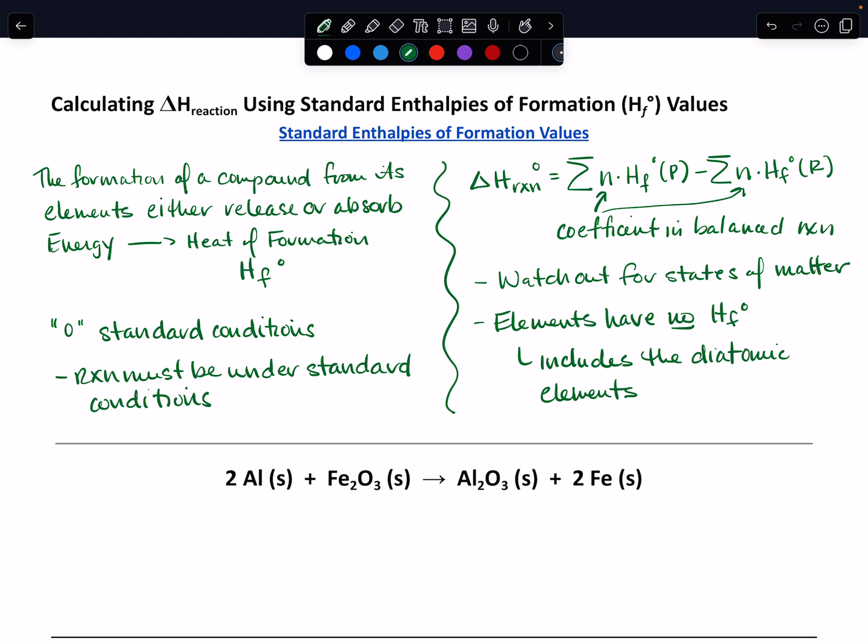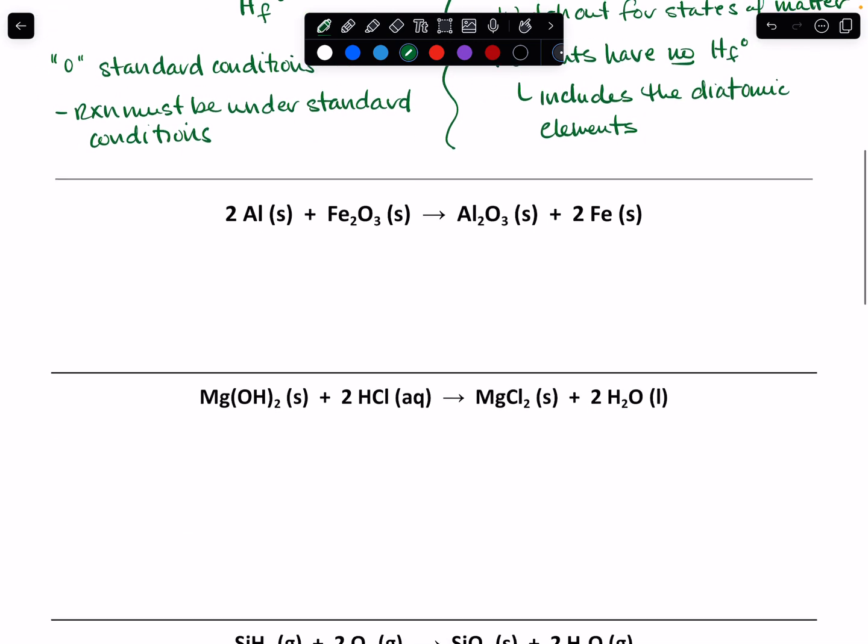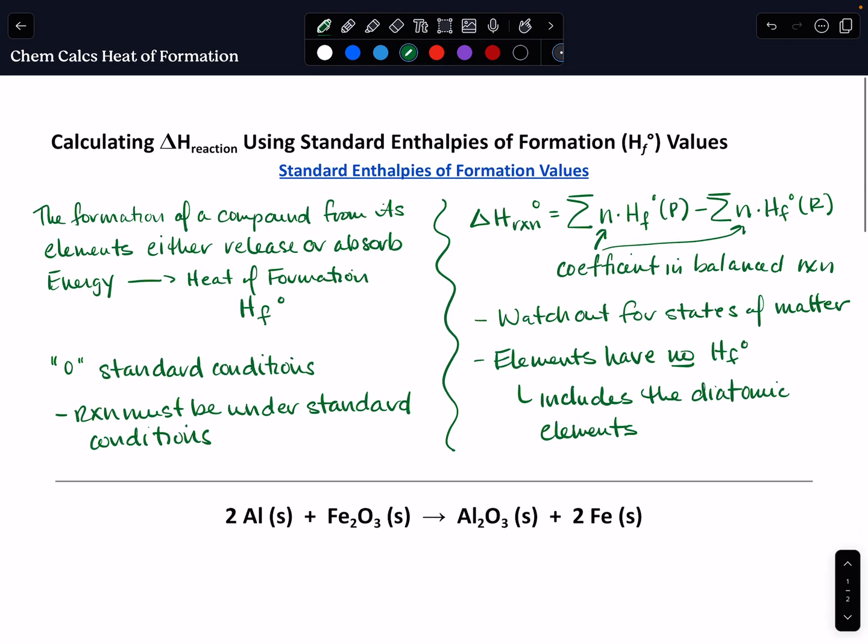So we're going to try a couple of these. Right now, I've put a link at the top. If you have the PDF, you may not be able to access the link that way. However, on my Chem Calculations website, I did put a link in there as well. It's not the only table of standard enthalpies of formation. You can look anywhere on the internet. You're going to be able to find them.